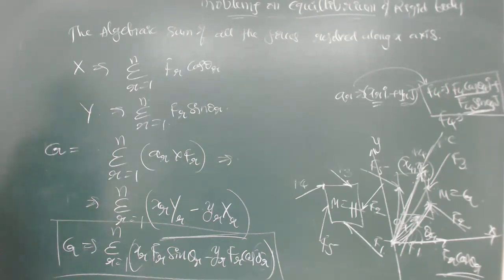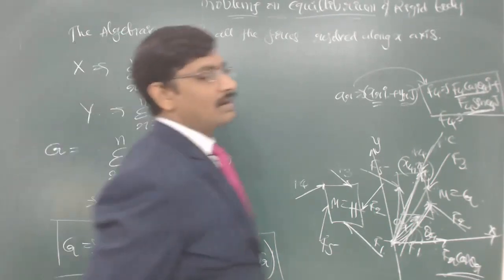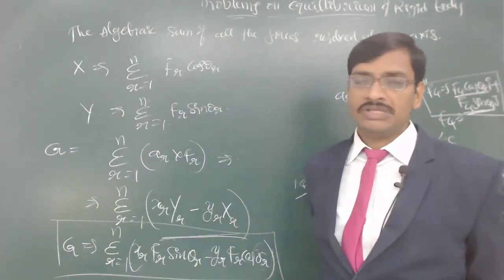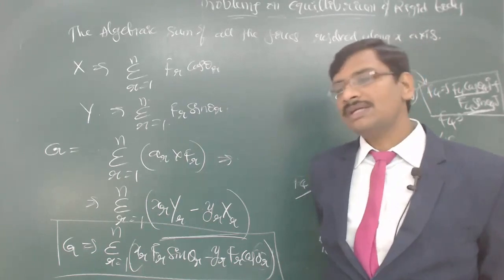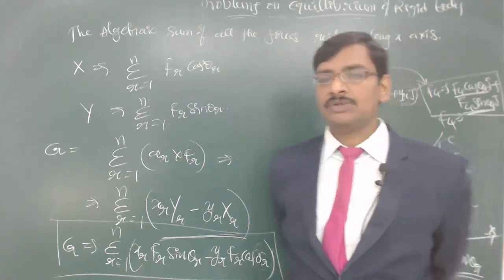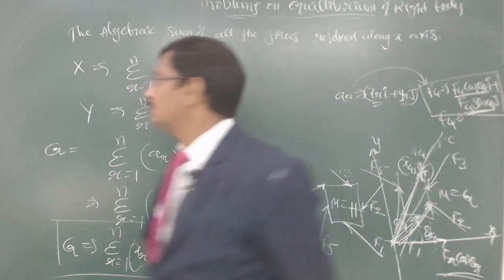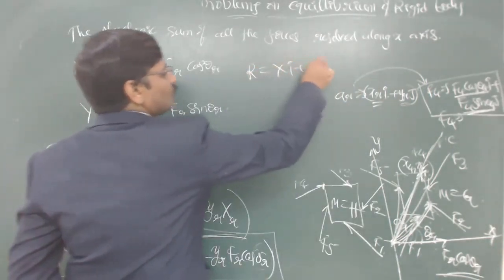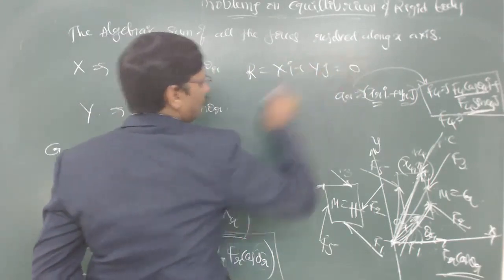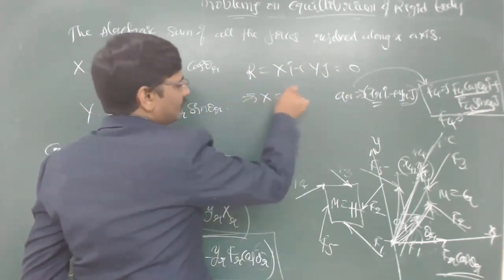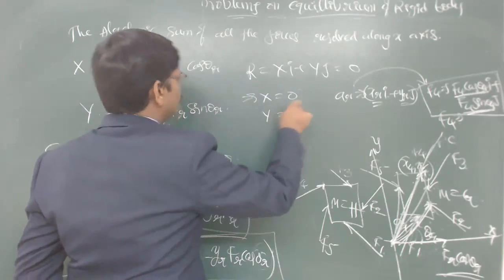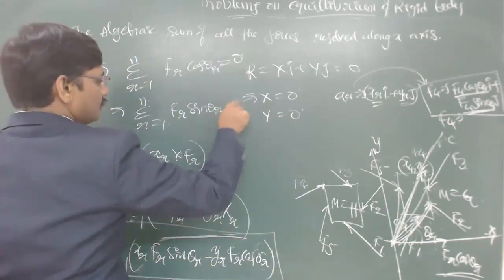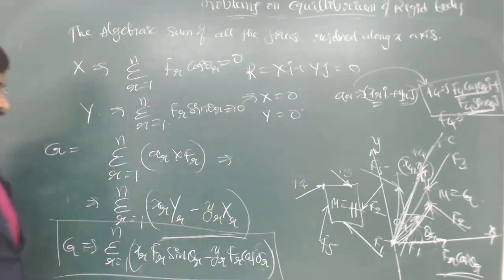Now here, all the forces together are resulting in a single moment G. That's what he stated, which essentially means that no resulting force is acting. If there is no resulting force, then R will be equal to 0, right? R equal to Xi plus Yj equal to 0. It implies that X equal to 0 and Y equal to 0, which implies that this value is 0 and this value is 0. Got it?